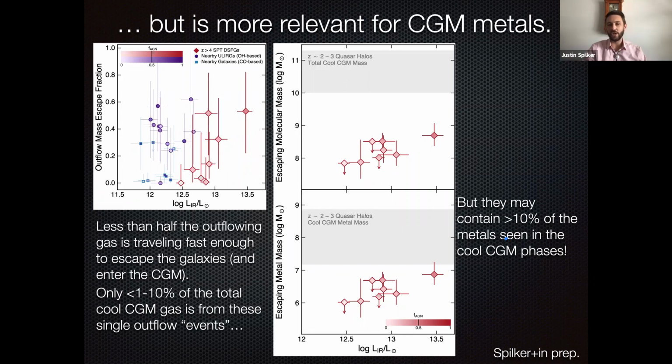But what's interesting is that it's actually maybe 10% or more of the total metals that we see in the cool CGM. This is a really hokey comparison. All I'm doing is assuming that the outflows are solar metallicity. I have not measured the outflow metallicity. I'm just guessing that if they're driven by star formation, or even if they're driven by AGN, it's going to be metal enriched to at least about solar metallicity.